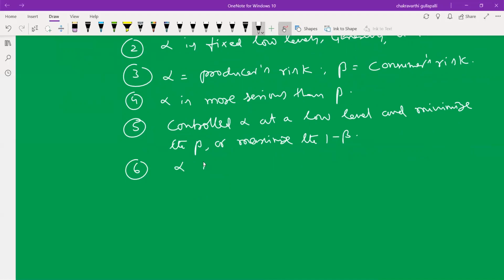Sometimes alpha is the level of significance. In general, alpha is equal to 0.01 or alpha is equal to 0.05.